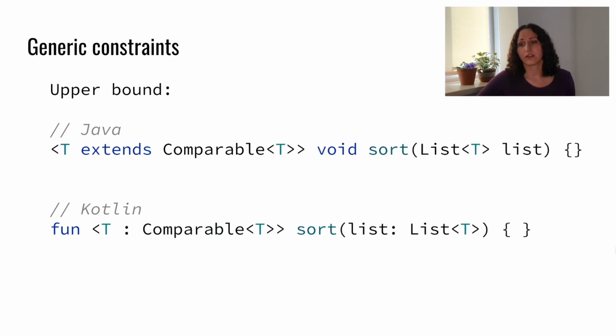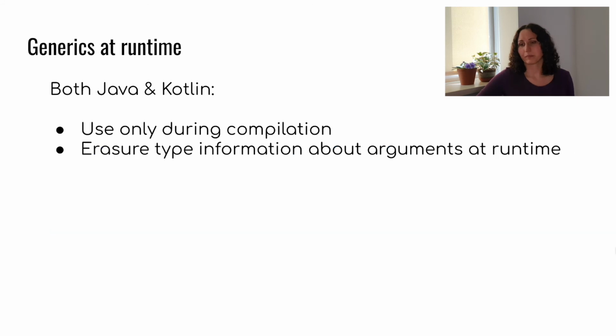For generics, we can also define some bounds. It's called generic constraints. For example, the most popular way is to define an upper bound. We can write that our T should extend Comparable type, and we can write it right inside our generic declaration. And again, the compiler checks this during the compilation stage.